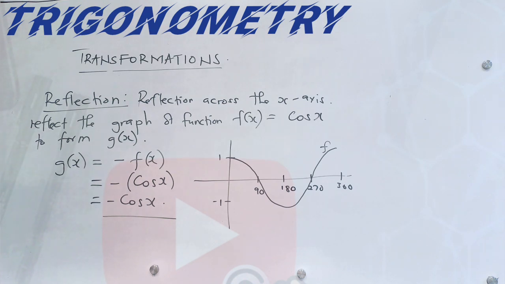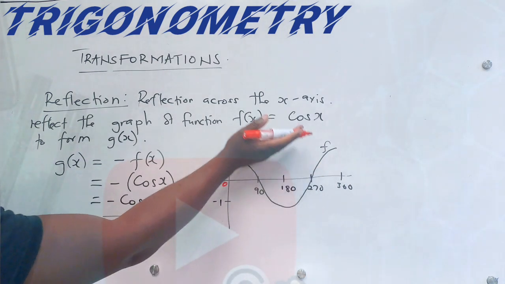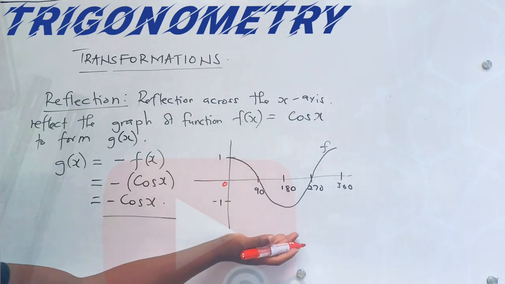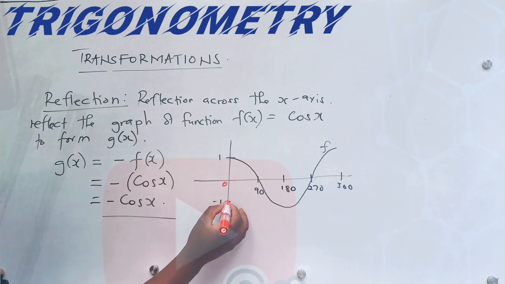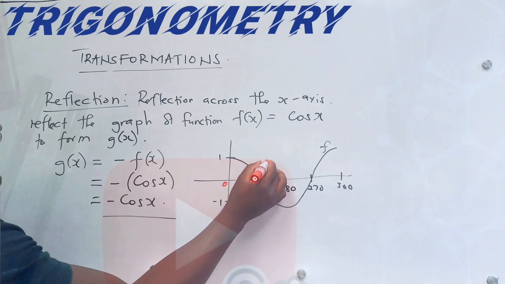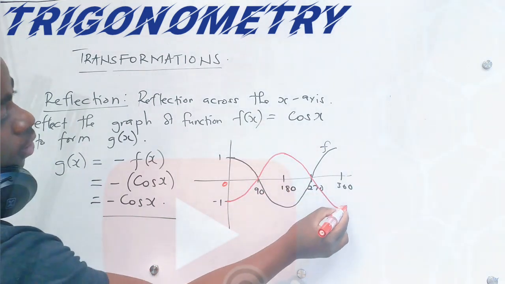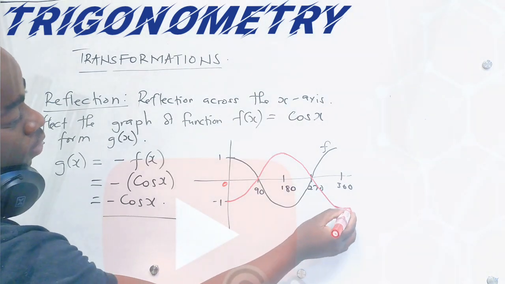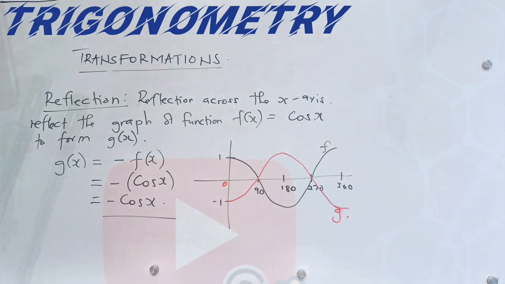If it is reflected across the x-axis, our graph will look like this. We are using this x-axis as our mirror line. So what we see here will be reflected this side. This one will also be reflected that side. So our new graph, this point is reflected this side, then it starts here, going up, then it turns, then back. So this is our reflected graph, which is for g.